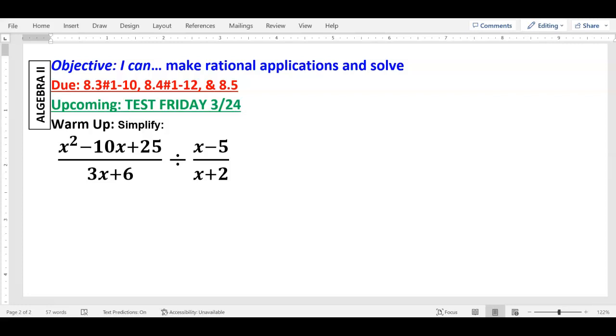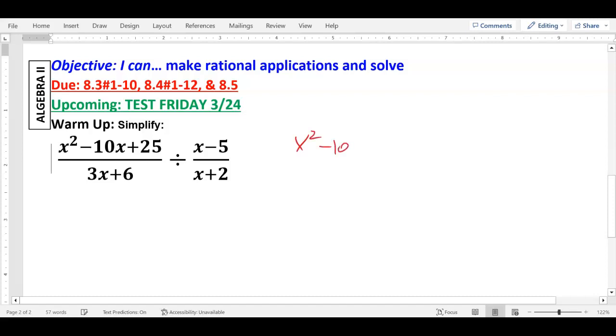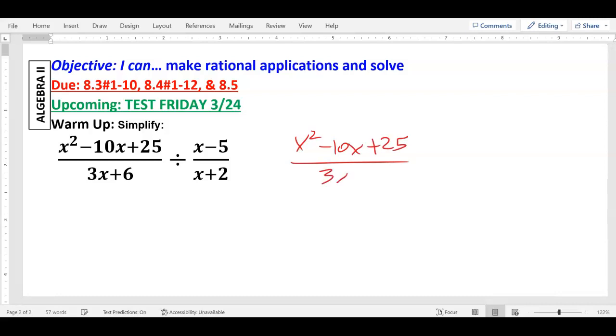So I'm going to rewrite this. I'm going to drop my stick too. Watch. So x squared minus 10x plus 25. This one stays the same for now. I'm going to turn it into multiplying, right? And so we flip this over. X plus 2 is on top. X minus 5 is on the bottom.